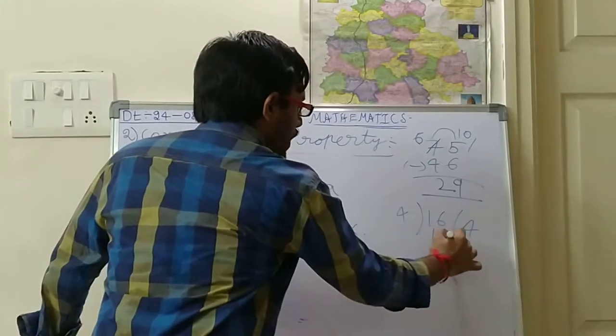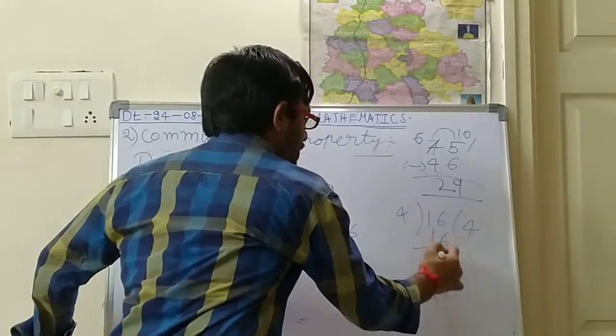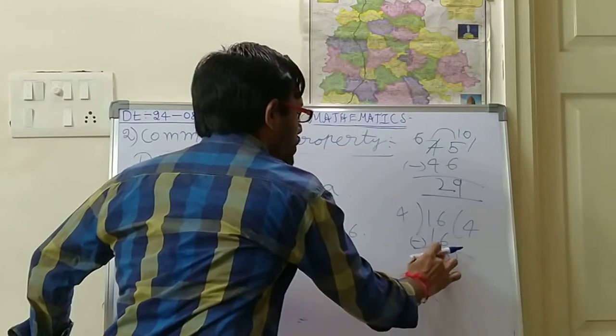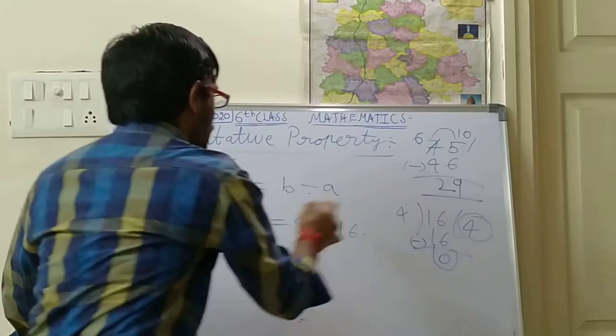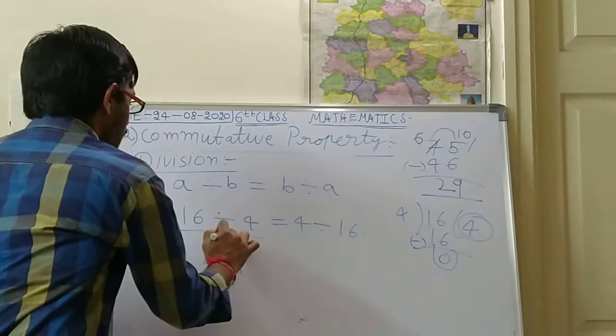4 fours are 16. Directly in the 4 table, only 16 will be going. So 4 fours is 16. 16 minus 16 is 0. So the remainder is 0. So whatever the quotient is, that is the result. So 4 is the answer for 16 divided by 4.